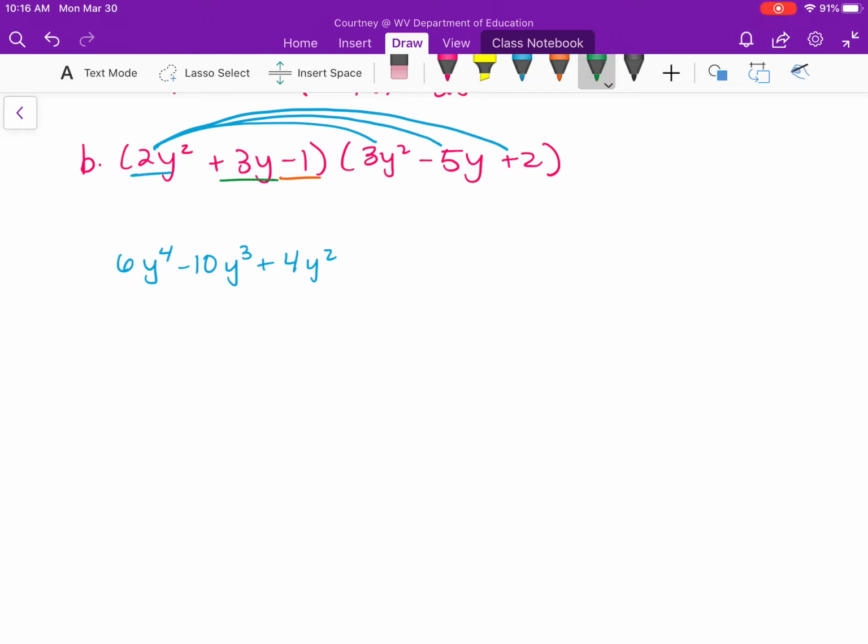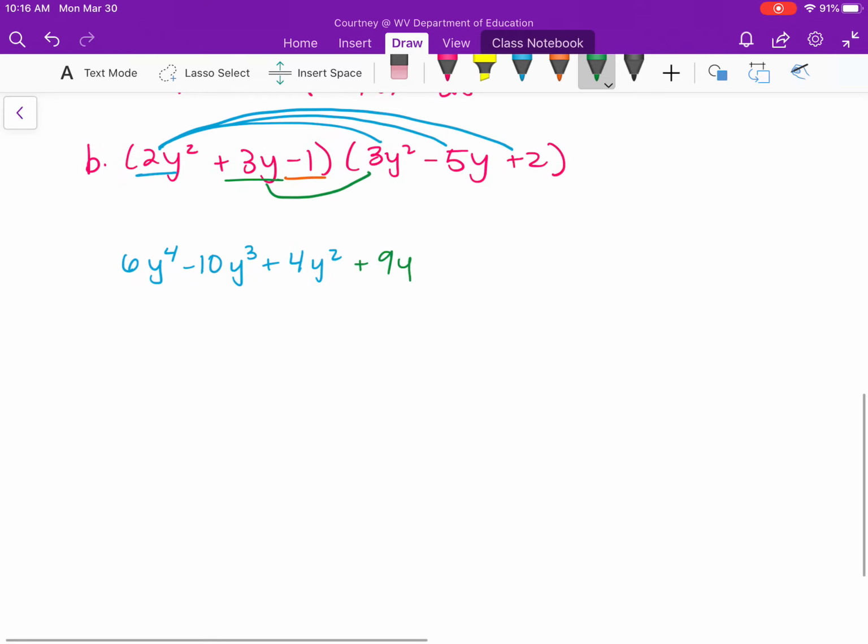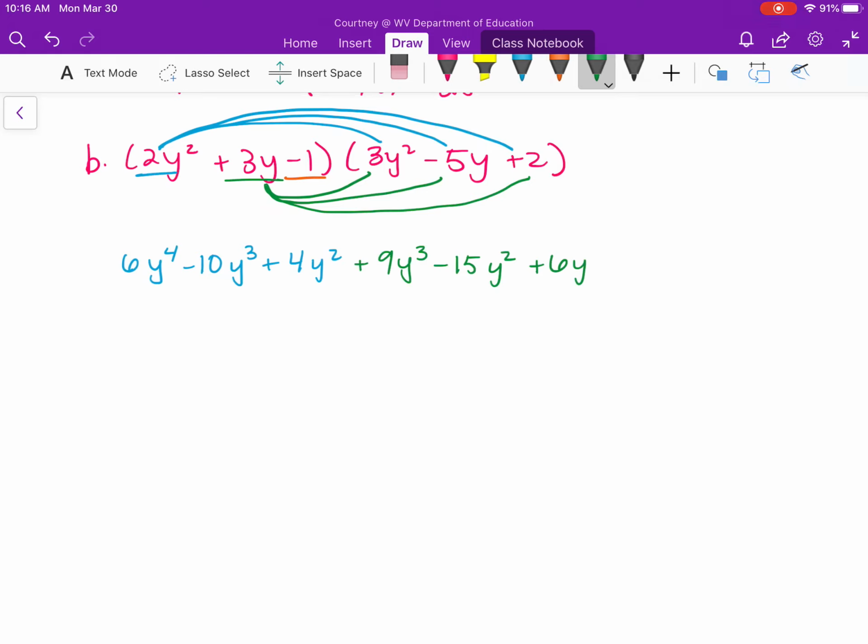Okay, next let's use the green, the 3y. So we have 3y times 3y squared. 3 times 3 is 9, and we have 3 y's total, so y cubed. Then it goes to the middle. 3 times negative 5, negative 15. y times y is y squared. And last, the 3y goes to the 2. 3 times 2 is 6y.